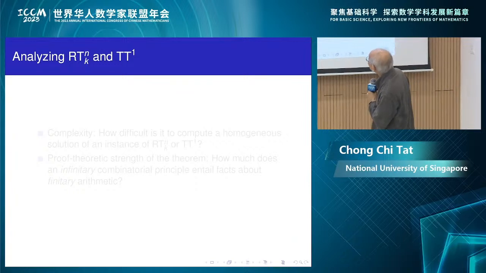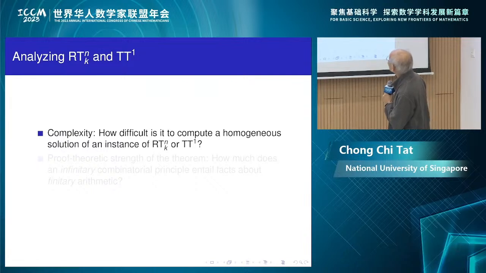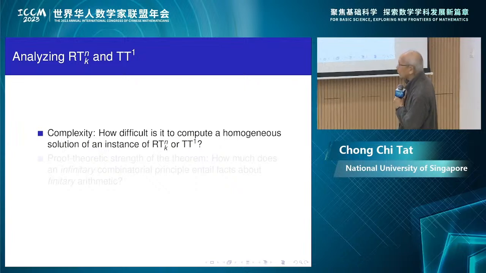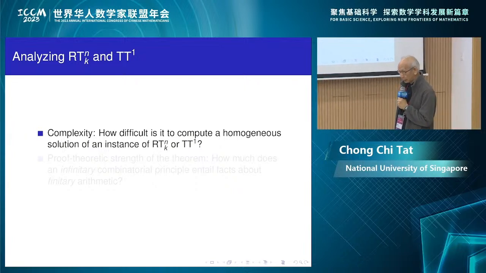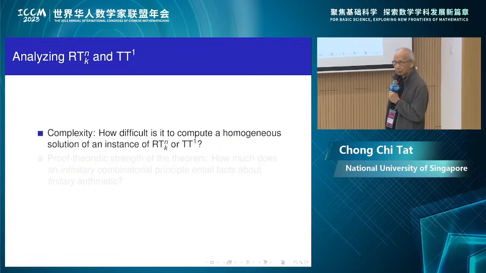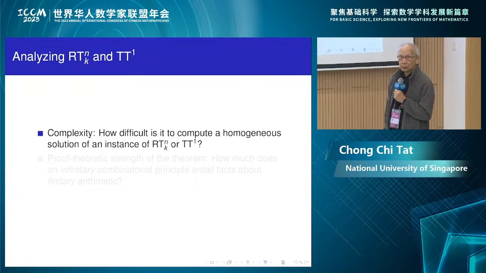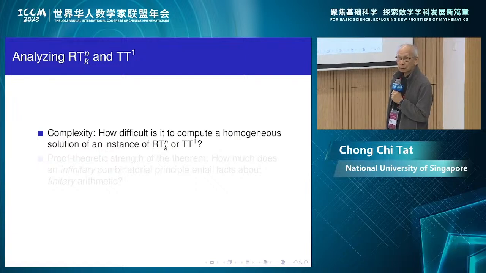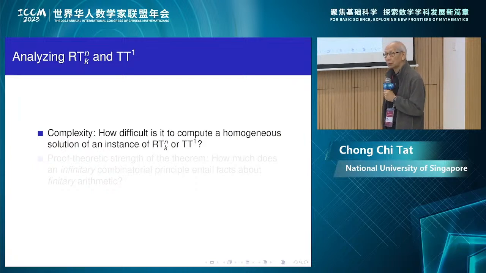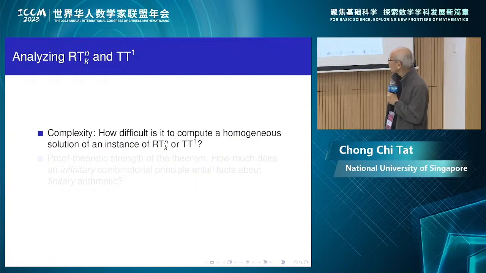discuss two issues. The first is complexity. So if we have an instance, for example, of Ramsey's theorem, given n, given k, bigger or equal to 1, how complicated is it to obtain a solution of this instance? Or in other words, how complicated is it to get an infinite homogeneous set for this coloring? So this is the first question.